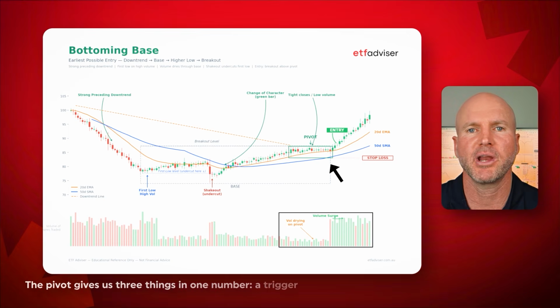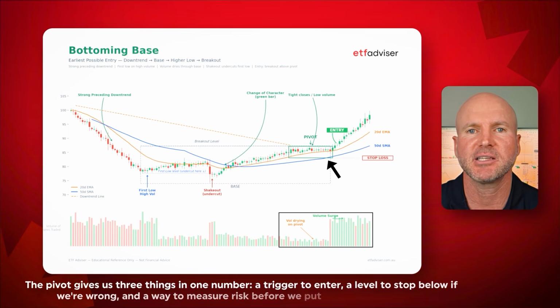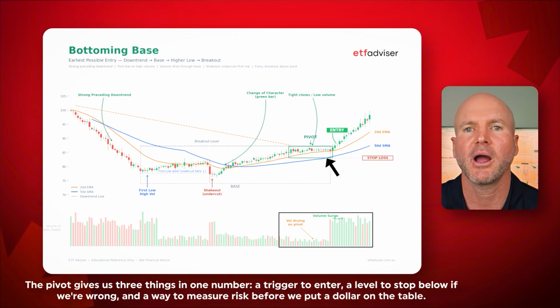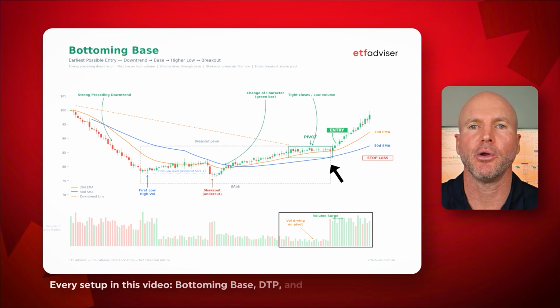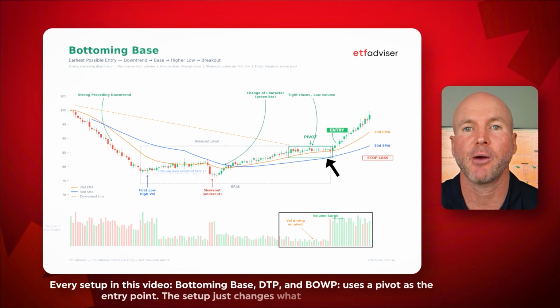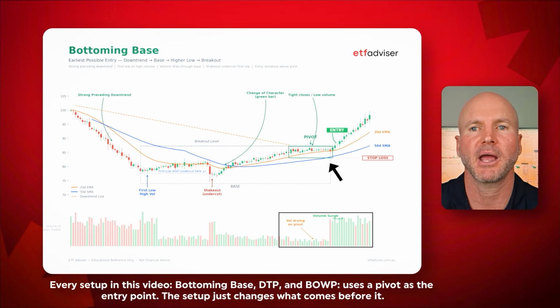The pivot gives us three things in one number: a trigger to enter, a level to stop below if we're wrong, and a way to measure risk before we put a dollar on the table. Every setup in this video, bottoming base, DTP, and breakout with pivot, uses a pivot as the entry point. The setup just changes what comes before it.